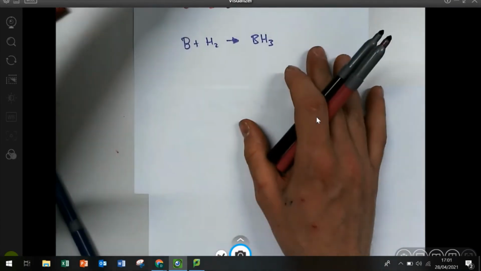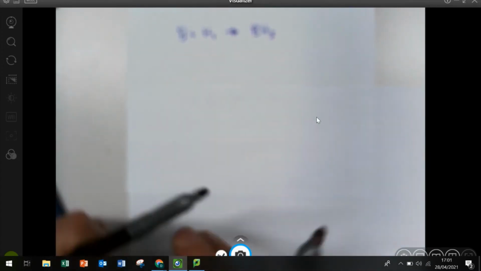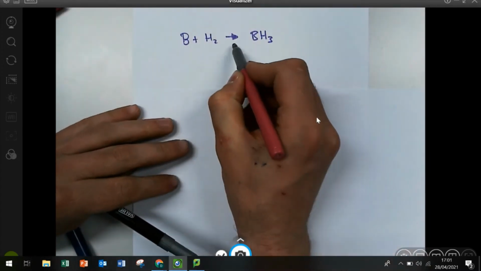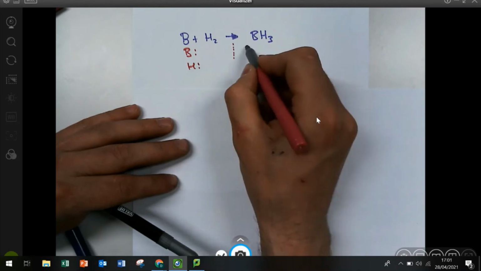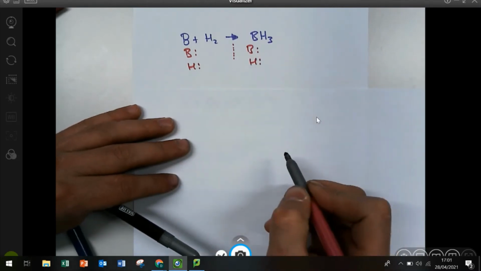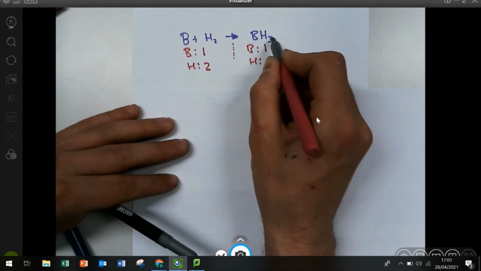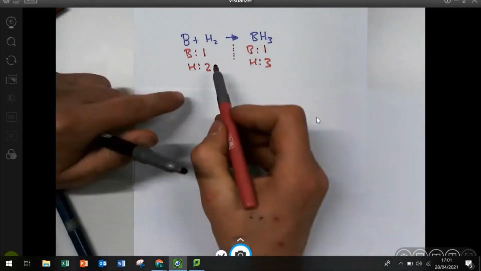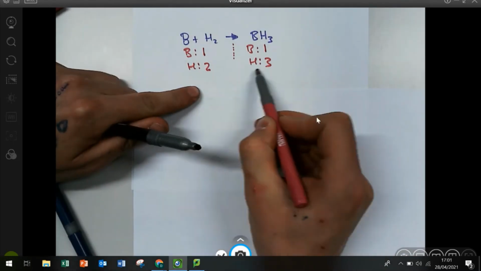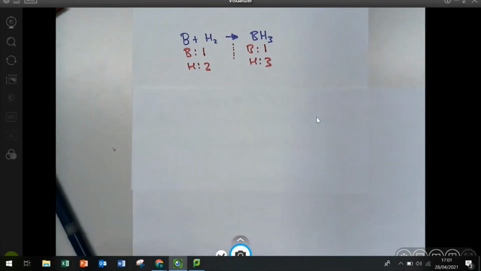So here we've got boron plus hydrogen makes boron hydride. So first step, put the line down. Second step, list how many of each element we have before and after. So 1, 2, 1, 3. Now you'll notice here, there's no easy way to get from 2 to 3. We're not allowed to do times by 1.5. So we've got to make whole numbers.